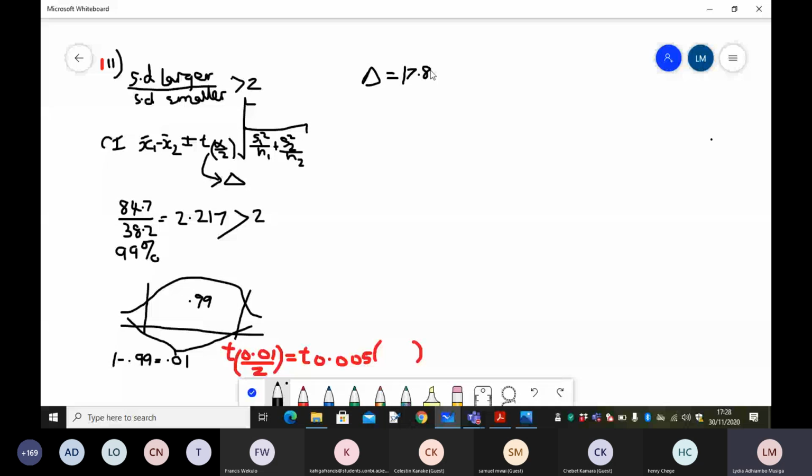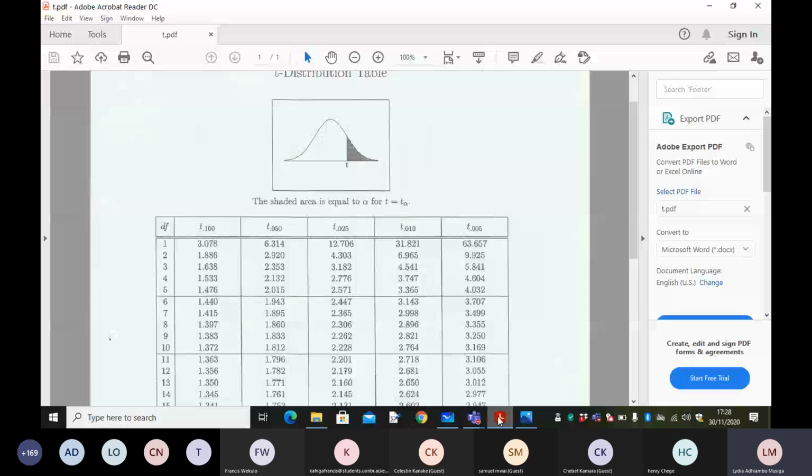We need to round this down. It should be rounded down. So rounding it down, it comes to 17. So when we go to the tables, we will look for T0.005 with 17 degrees of freedom. When we go to our T tables, I don't know whether I had closed mine. No. So let's look for T0.005 with 17 degrees of freedom.